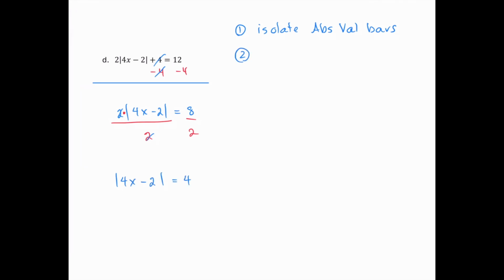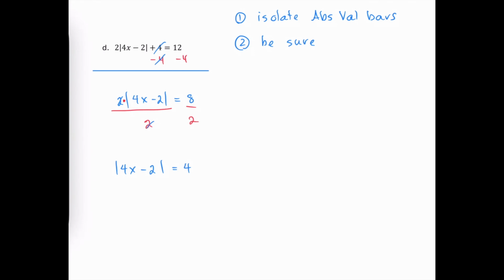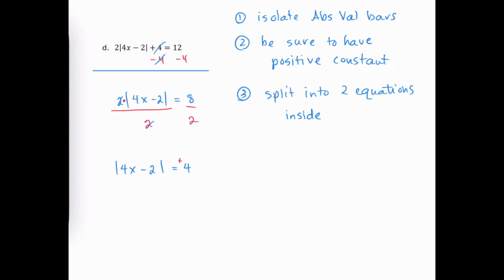So it's time for the second step, which is to check and make sure that we have a positive constant on the other side once the absolute values are isolated. If it were negative at this step, we would stop and say there's no solution. But we do have a positive 4 over here, so it is safe to continue with this problem. The next thing that we want to do is to split this into two equations, where we set the inside of the absolute value bars equal to the positive constant, but we're saying that that inside could also turn out to be a negative constant, and its absolute value would still be positive 4.